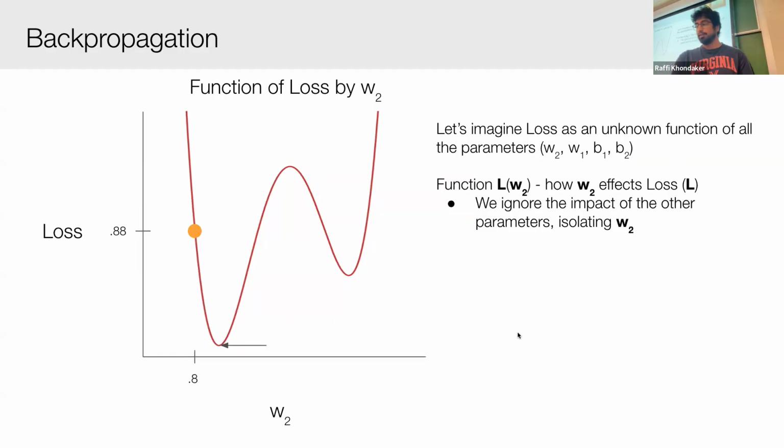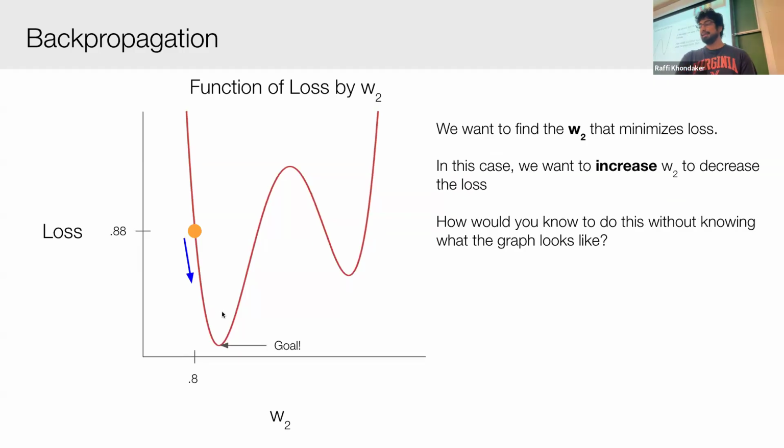Let's say our weight 2 and the loss have this relationship. You can see if I increase the weight, my loss is going to drop. If I decrease the weight, then the loss is going to increase. But in practice, we don't have this nice function or this nice graph. So how do we figure out what direction to move our weights or parameters in without having this nice visualization of the entire function?